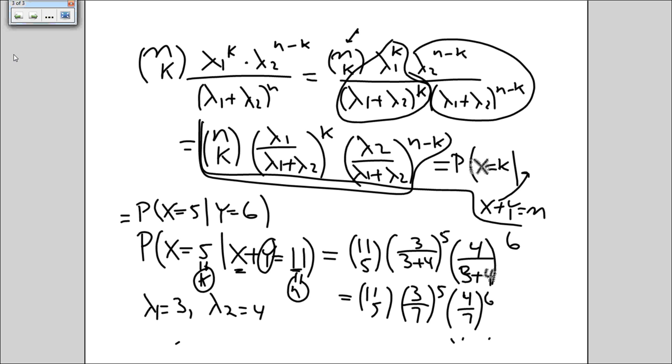So basically, this formula right here, you just plug in the information, and the results come right out. Okay, that completes this section.